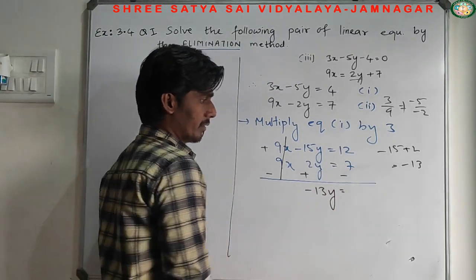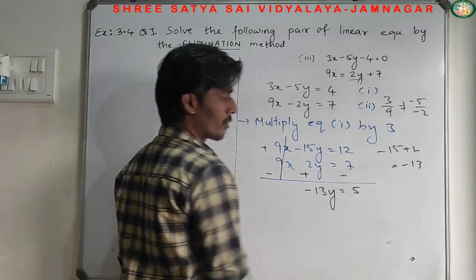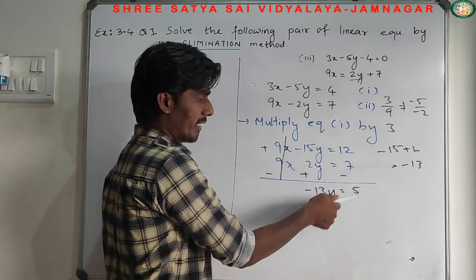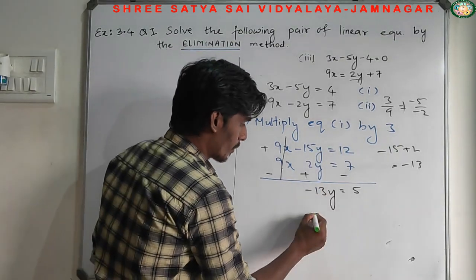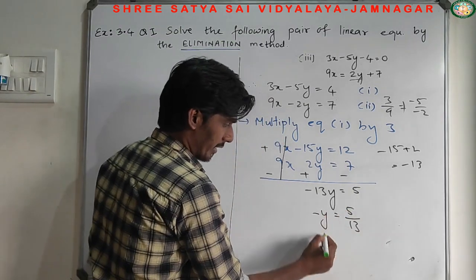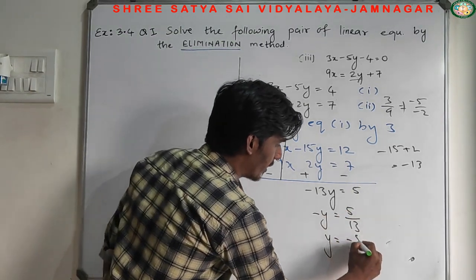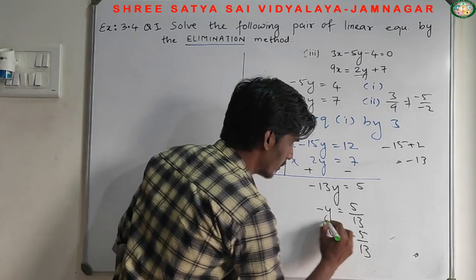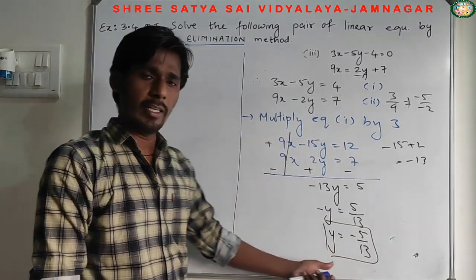12 minus 7. Greater number sign. So it's what? Plus 5. 12 is greater, so it's positive 5. So minus y equals to 5 upon 13. Change the sign. Y equals to minus 5 upon 13. So we got the value of y.